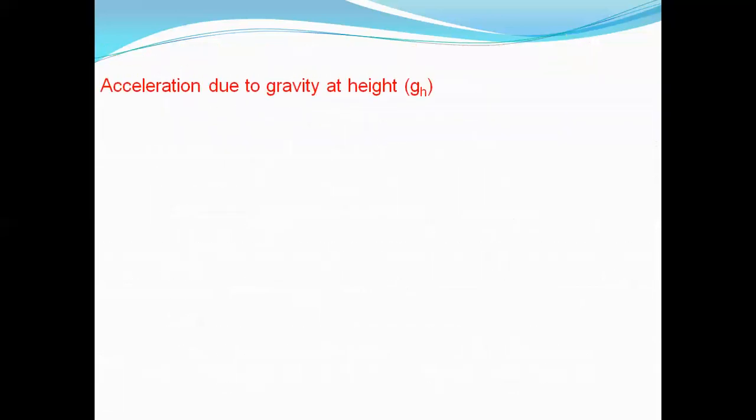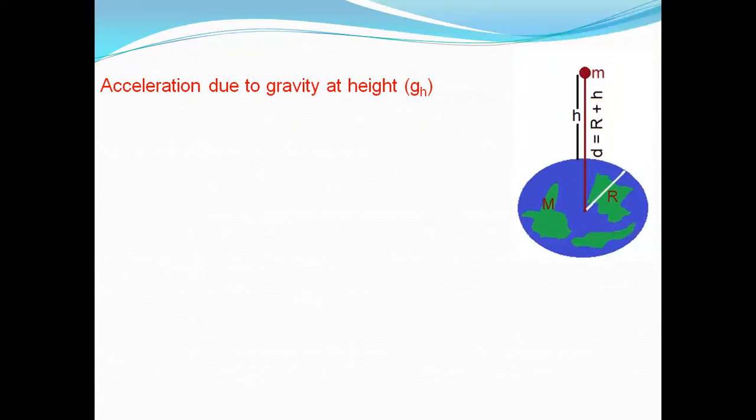Now, acceleration due to gravity at height. Here h is written in subscript. H is for height, g is the acceleration due to gravity. So let's see the figure. Here, the Earth has mass capital M and radius capital R, and an object of mass small m is at height h from the surface of the Earth. The distance between them, from the center of the heavenly body to the center of the object, is d, and that is R plus h. You all understand this.